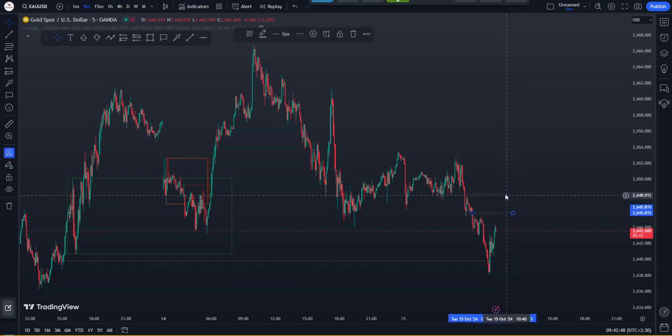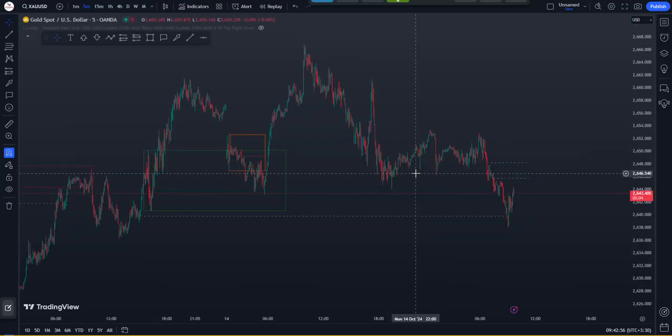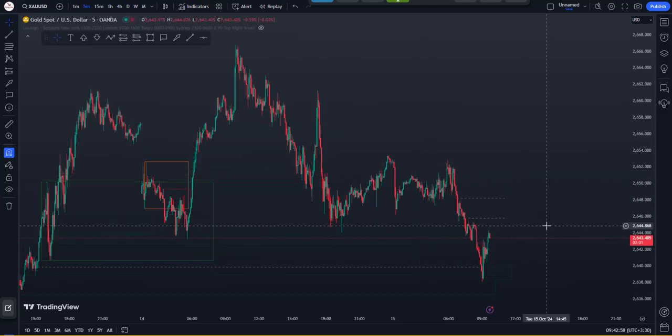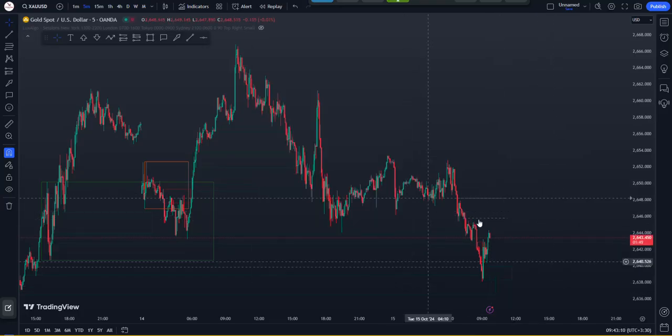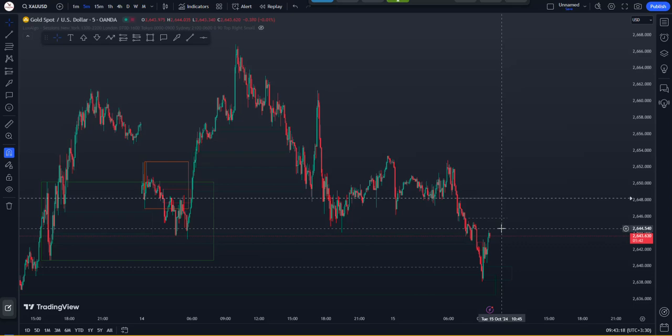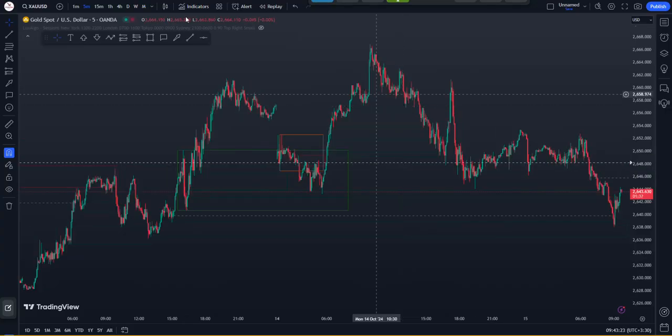We can see reactions now in here engulfed. So for now I'm waiting for these levels to engulf, and actually I put my alert here because when that one is engulfed, we can go in line with more odds. And this is gold price.